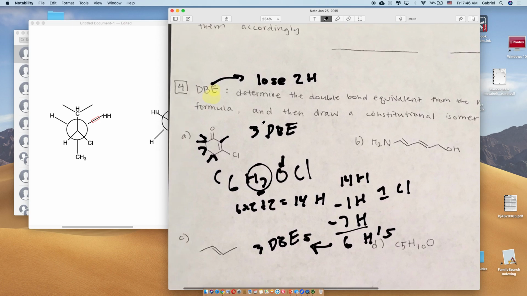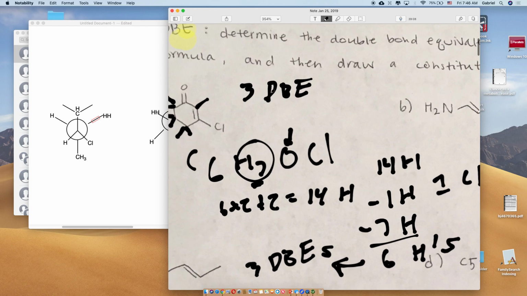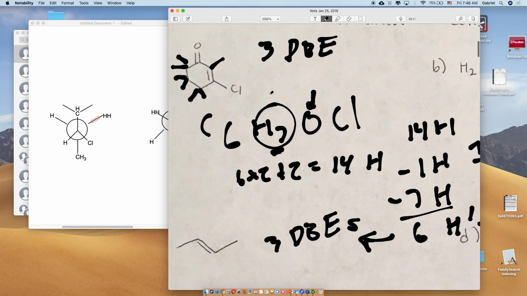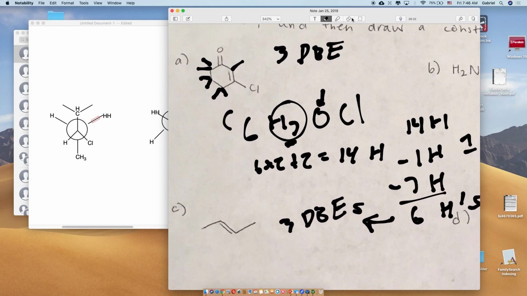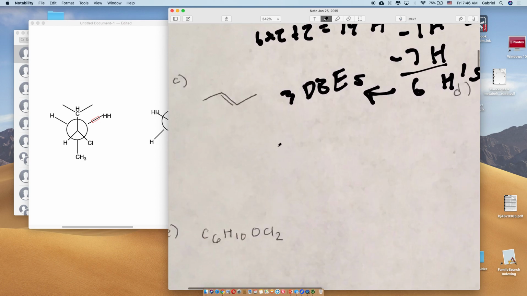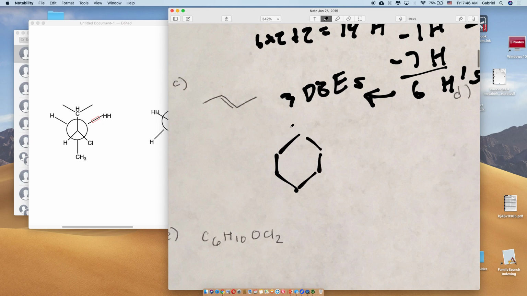Sure. So as far as the constitutional isomer goes, that basically means it's got the same molecular formula, but a different arrangement in space. So to draw a constitutional isomer, we could literally just take this chlorine group and move it on over right there. I'll just draw it down here for simplicity's sake. We have the chlorine, the carbonyl, the double bond, and we move the chlorine right there. We've got a constitutional isomer.